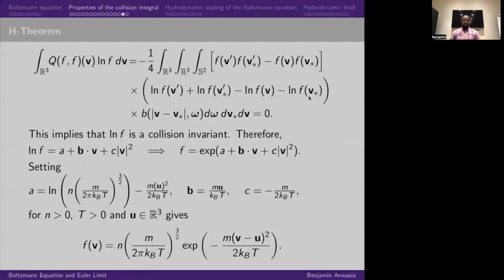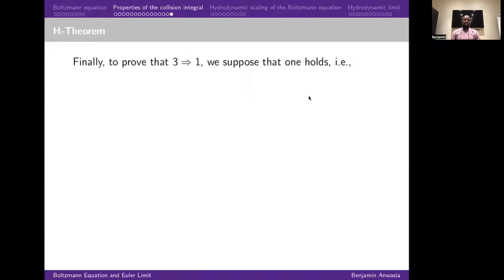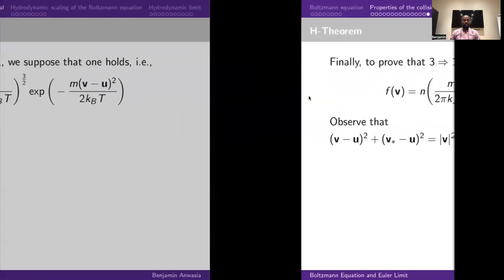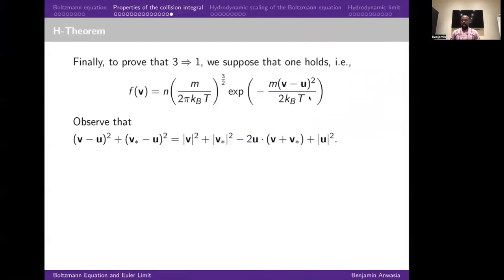Finally, to prove that condition 3 implies 1, we suppose that condition 1 holds. That is, we assume that the velocity distribution function is the local Maxwellian. Then observe that the following sum can be rewritten as follows. Now, applying the conservation law of kinetic energy to these first two terms, and the conservation law of linear momentum to this term, we obtain that this equation can be rewritten as follows.